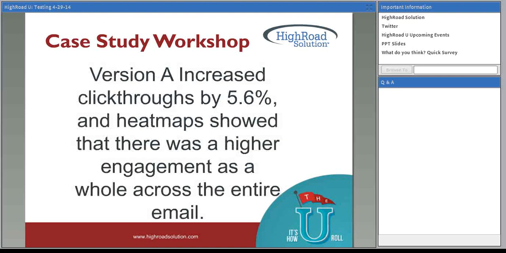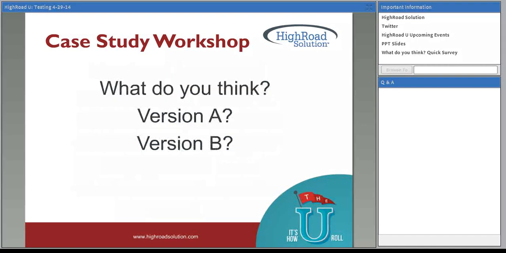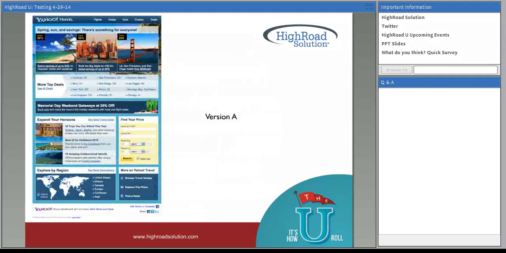All right. So version A increased click-throughs by 5.6%, and heat maps showed that there was higher engagement as a whole across the entire email. Okay? Now take a look at that. That's a really busy email, right?